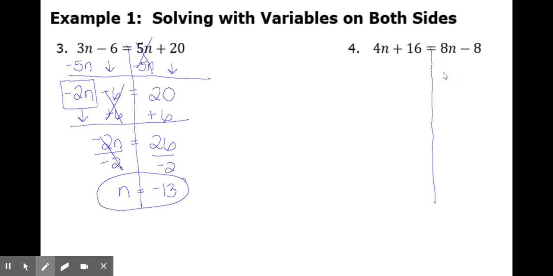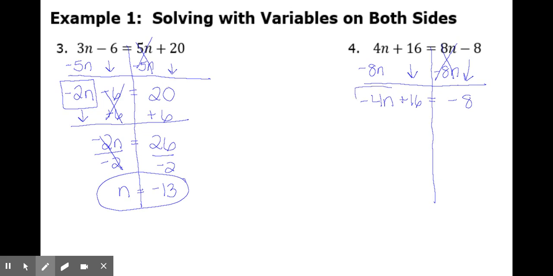So now let's move our variable over to the left-hand side. I need to get rid of a positive 8n. How do I undo a positive 8n? Subtract it, so minus 8n on both sides of the equation. 4n minus 8n leaves me with negative 4n. I drop down the positive 16 equals, I drop down the negative 8. Make sure you drop the negative along with that 8.